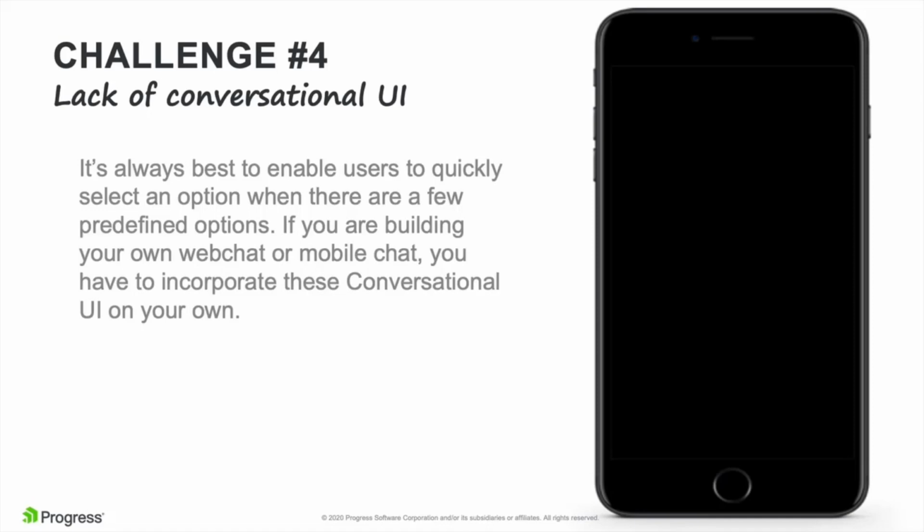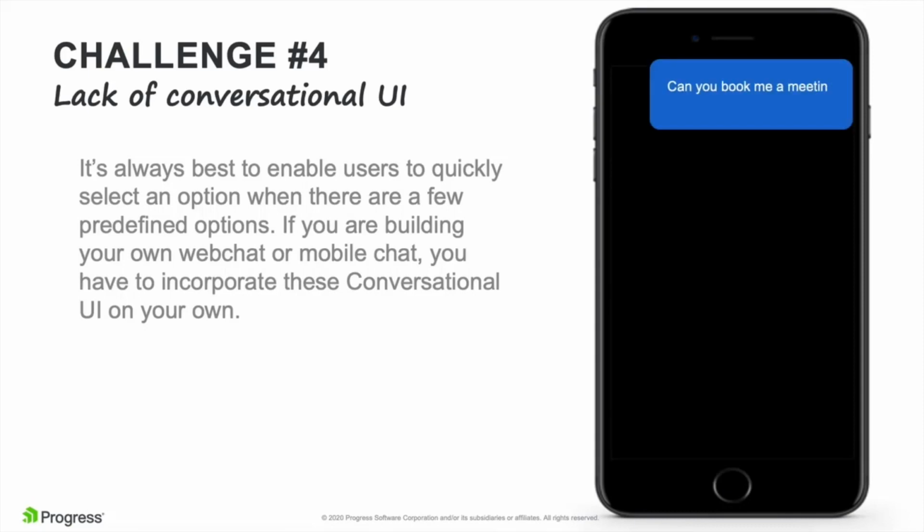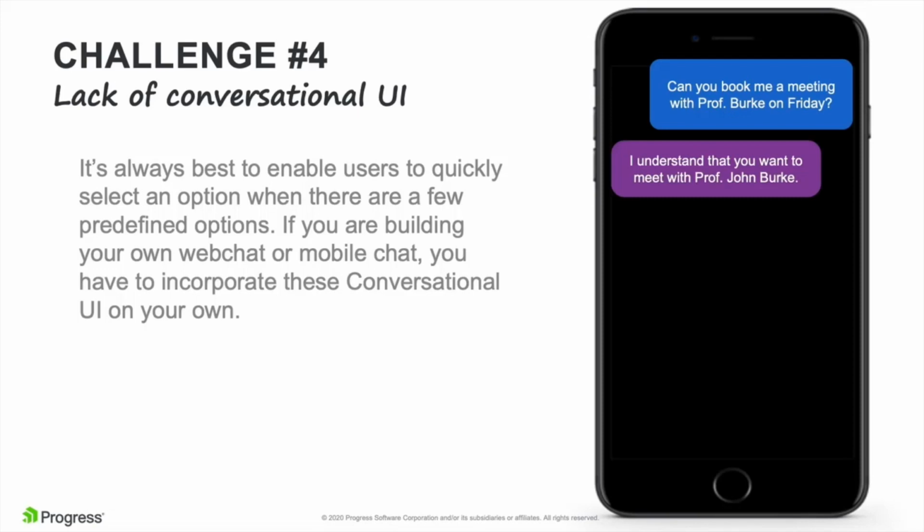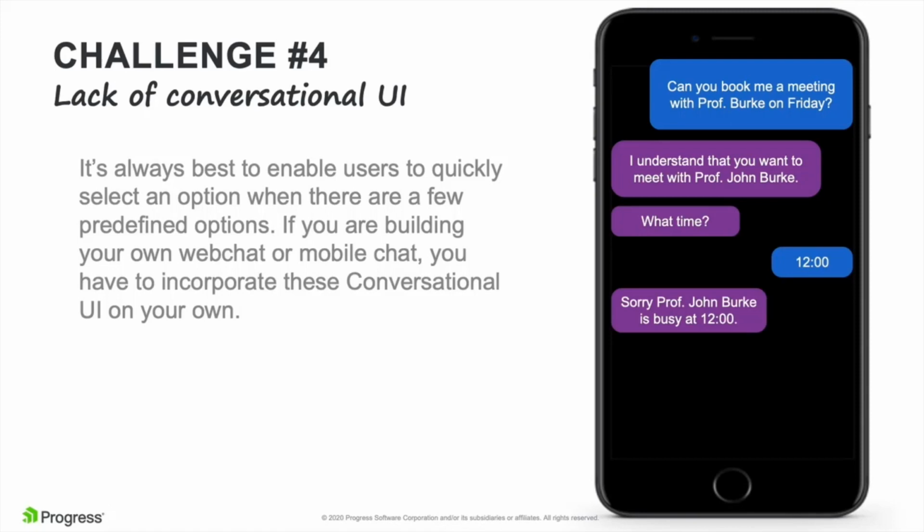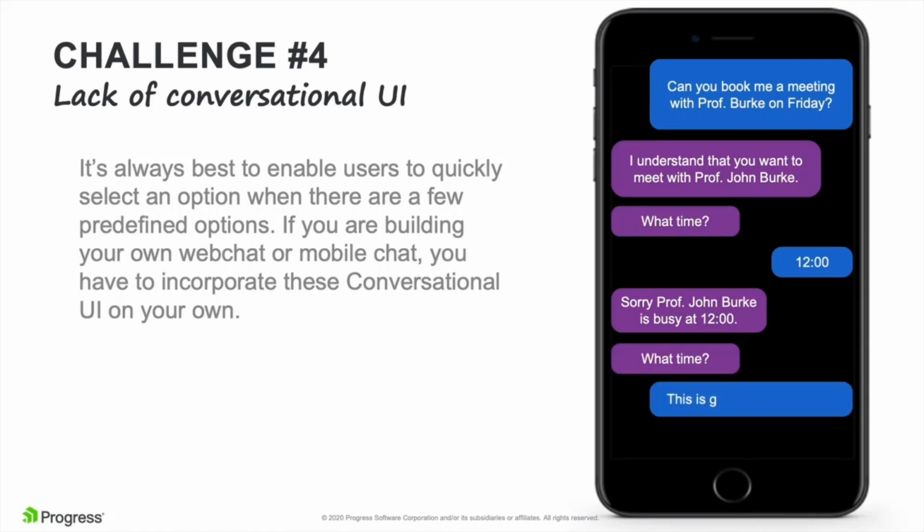So chatbots are pretty good at providing prompts and available options to the users. So if the student says, can you book me a meeting with Professor Burke on Friday? The chatbot can say, yeah, I understand that you want to see Professor John Burke. What time? And at this point, this might not be too alarming, but if the student says, well, 12 o'clock, sorry, Professor John Burke is busy at 12. What time? And obviously, this is going to take a while and is not very helpful.